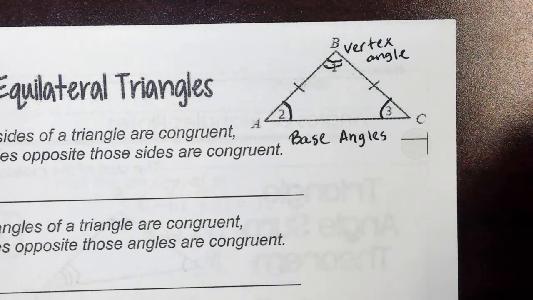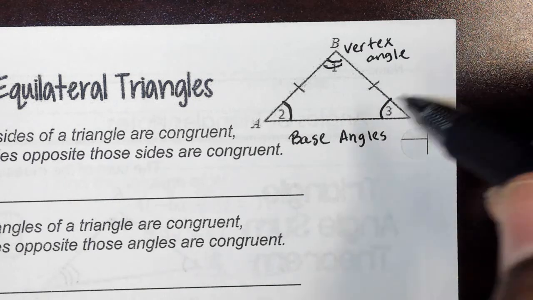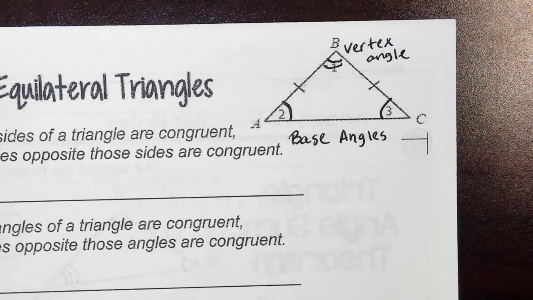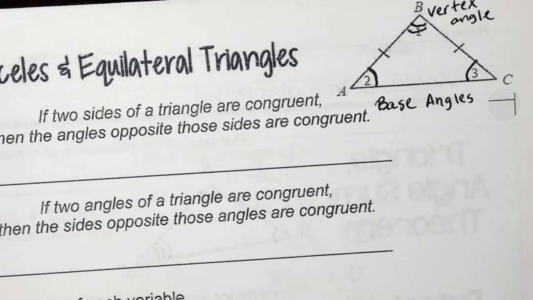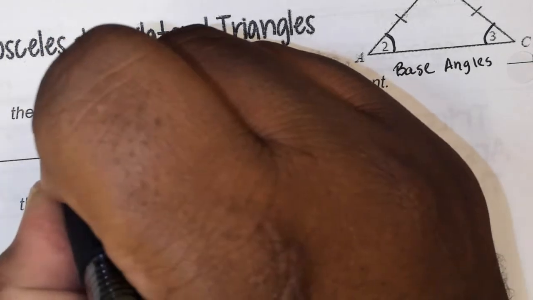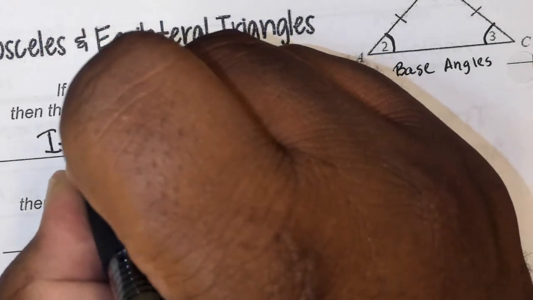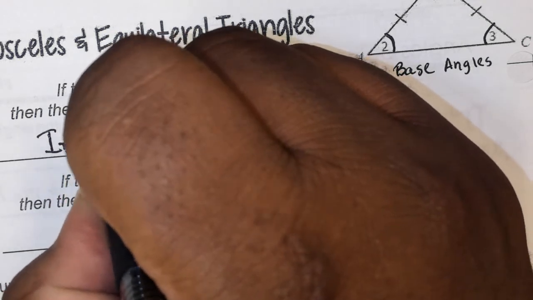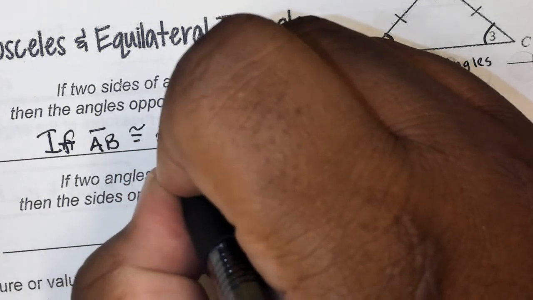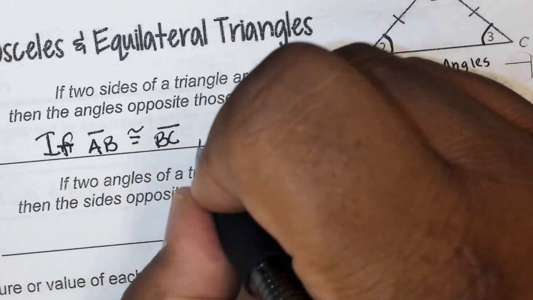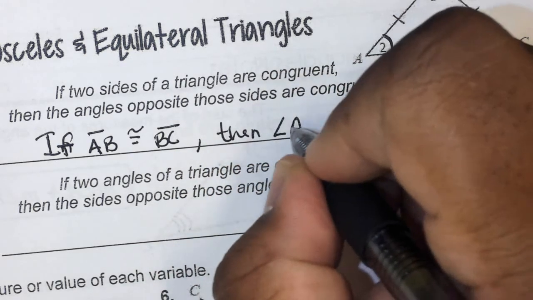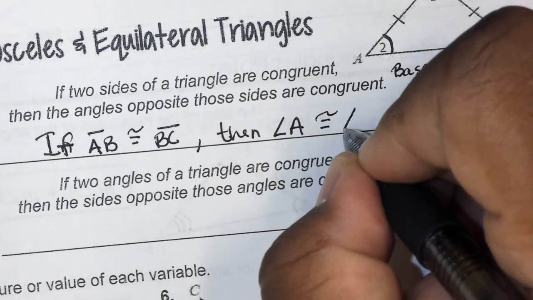But these two down here we call base angles. They're congruent to each other. This one isn't. All right. So, putting the theorem in words says if segment AB is congruent to segment BC, that means then angle A is congruent to angle C.